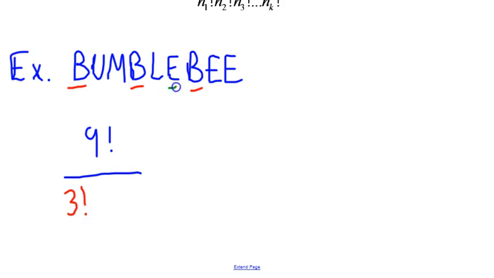Also, we're going to look, there's 1, 2, 3 E's. We can't distinguish one E from another. They're identical to each other. So we have to divide by another 3 factorial.